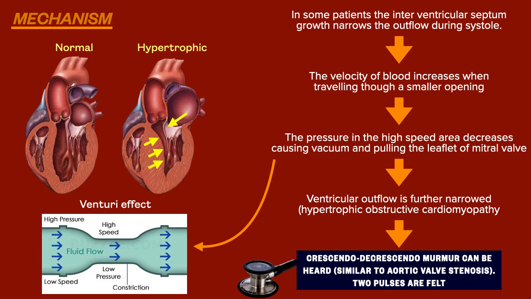People with obstructive or hypertrophic cardiomyopathy may also have a bifid pulse. This means that two pulses are felt because the mitral valve is moving towards the outflow tract and causes an obstruction in mid-systole.